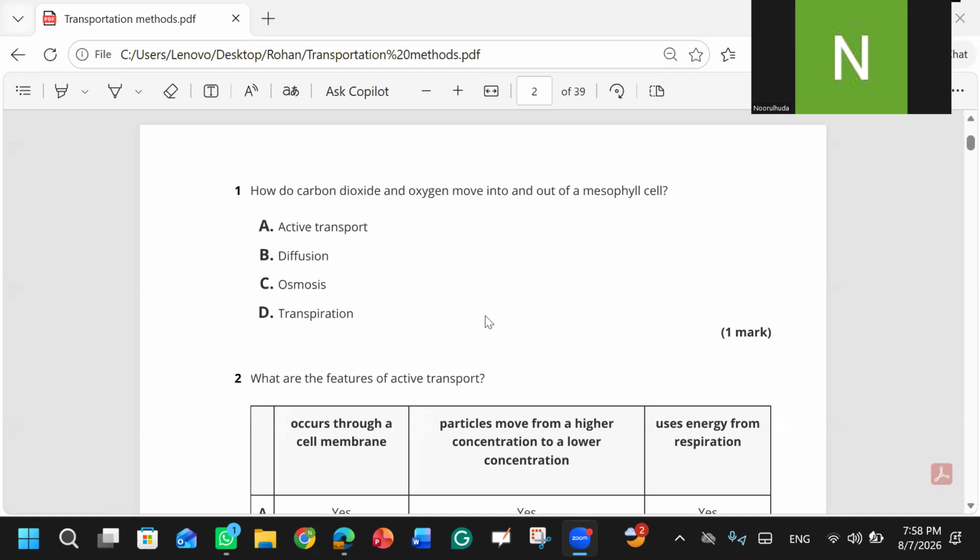I was asking, what is a mesophyll cell? In the first question, they have asked, how do carbon dioxide and oxygen move into and out of a mesophyll cell? What is a mesophyll cell? A mesophyll cell is like a cell in the middle layer of leaves. Yes, exactly. So they are asking how carbon dioxide and oxygen get exchanged.